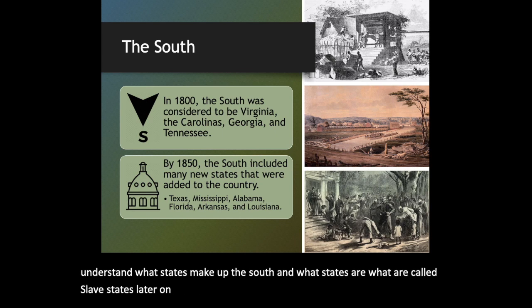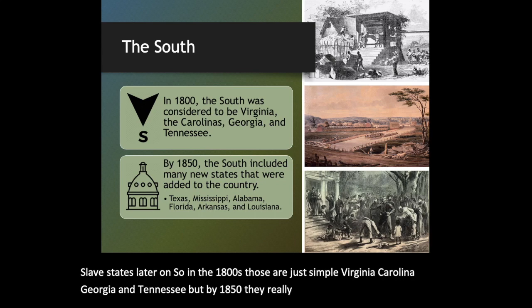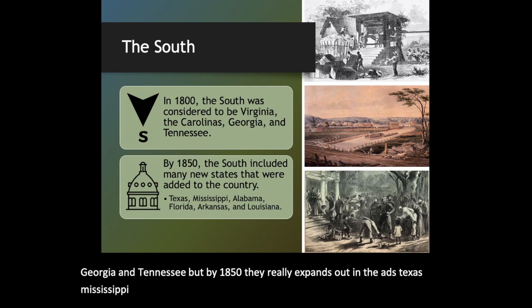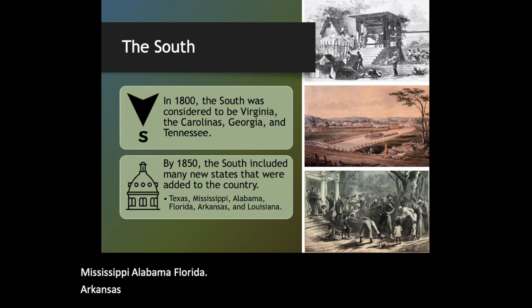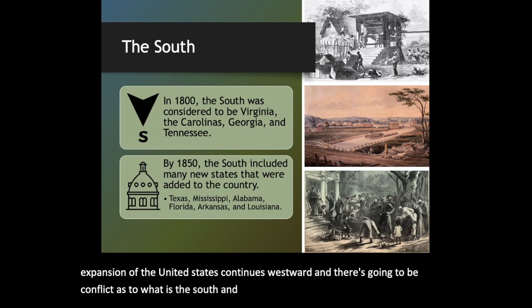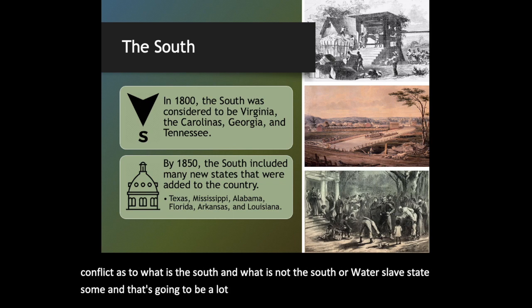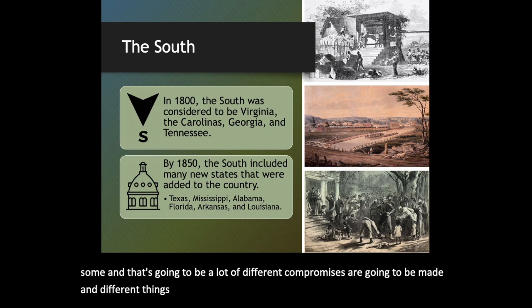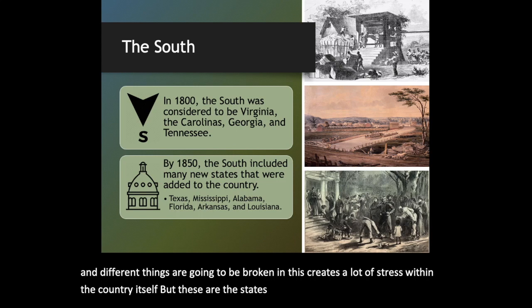So in the 1800s, those are just simple Virginia, Carolina, Georgia, and Tennessee. But by 1850, it really expands out and adds Texas, Mississippi, Alabama, Florida, Arkansas, and Louisiana. And there's going to be more states added in as the expansion of the United States continues westward. And there's going to be conflict as to what is the South and what is not the South, or what are slave states. A lot of different compromises are going to be made and different things are going to be broken. And this creates a lot of stress within the country itself. But these are the states that we want to focus on just this time around.